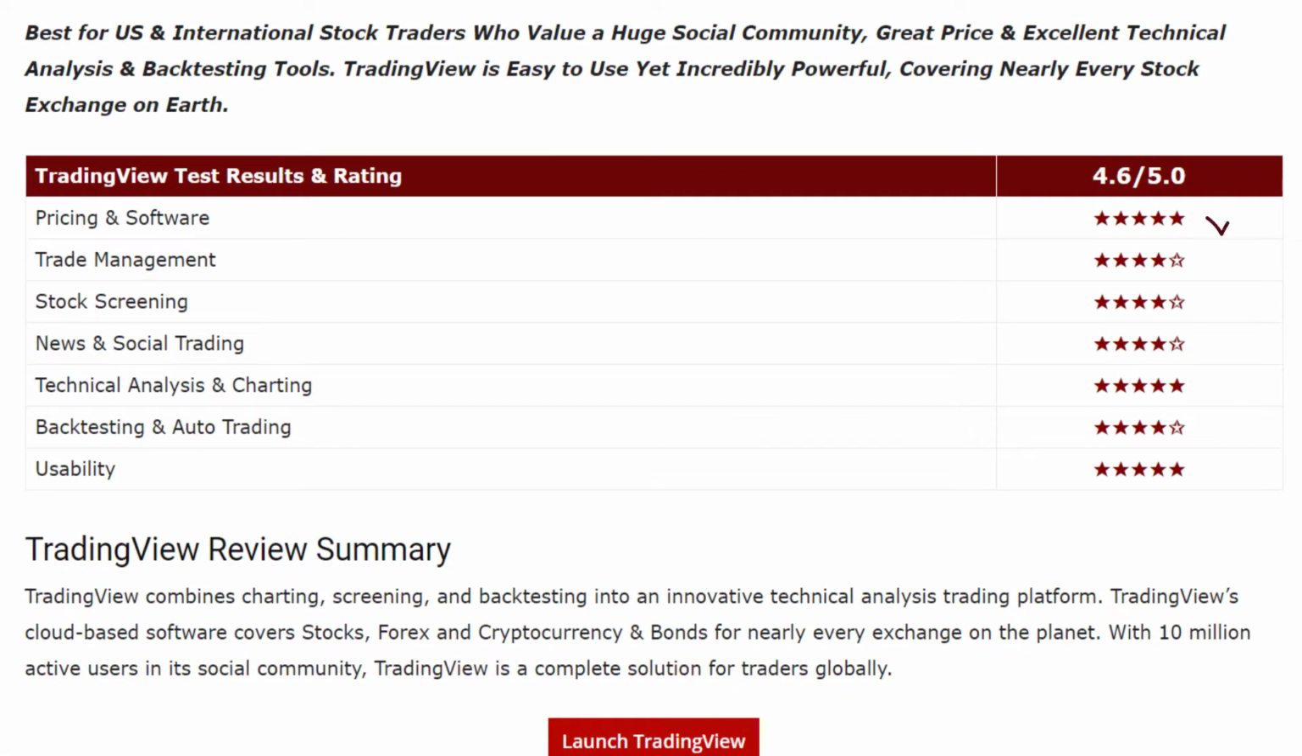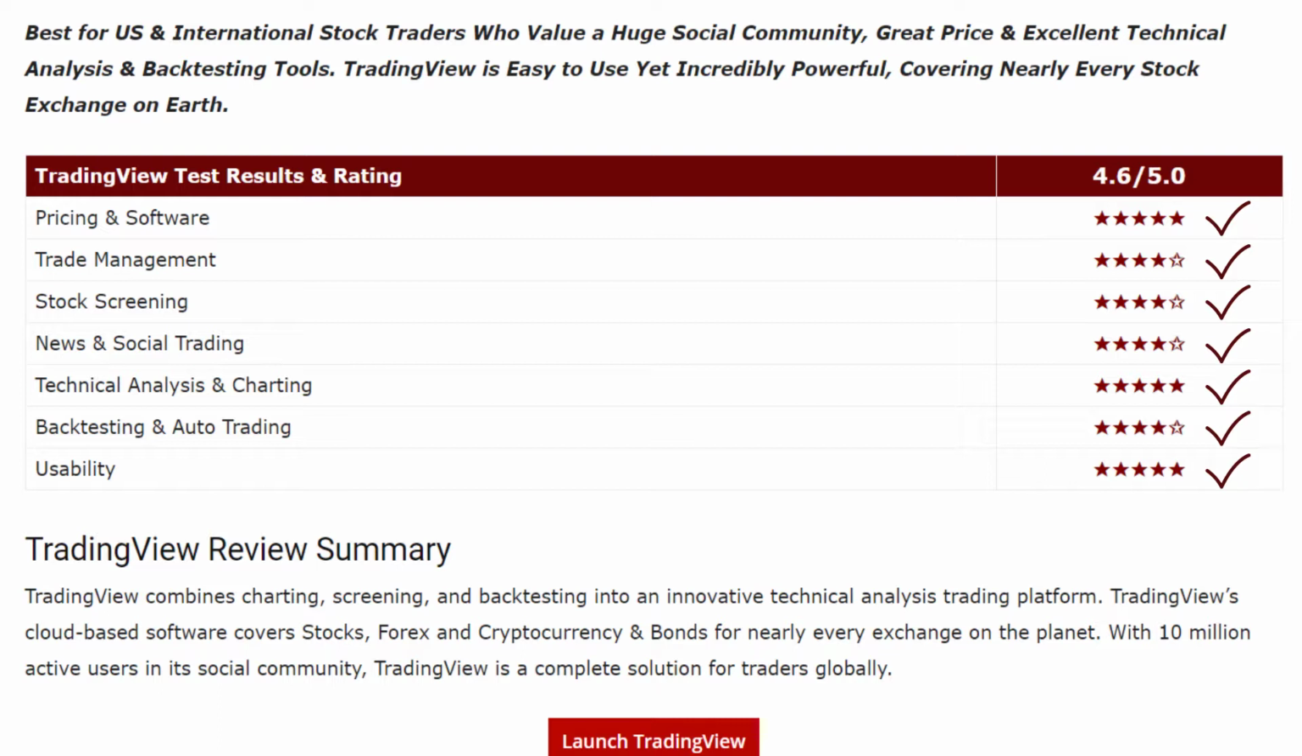First of all, the pricing and the software. How will you manage trades within the software? Stock screening, how we can filter and find good stocks to trade or invest in. The news aspect, does it pull in different news sources, and social trading aspect. Also, technical analysis and charting, the quality of the charts, what you can do, the indicators, trend lines, annotations, etc. Also important to any investor or trader is the ability to perform backtesting, and does it provide auto trading options? And of course there's the usability aspect.